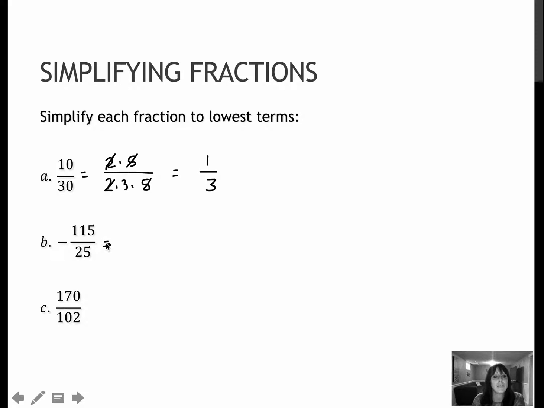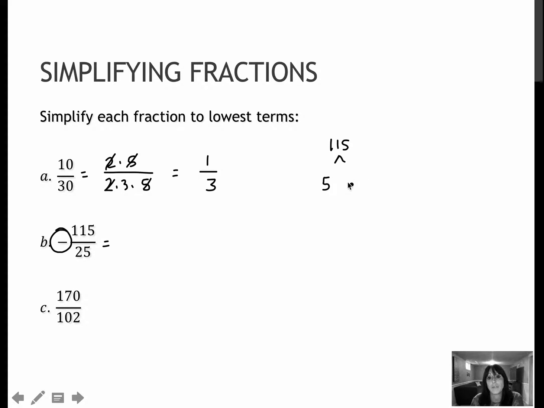This one is negative, so be very careful on the negatives. A lot of times once we get done with all the factorization and everything, we forget about the negative. So not a bad idea to circle it or something to remind you that that answer should be negative when we get finished. Again, I could break this down into 115.